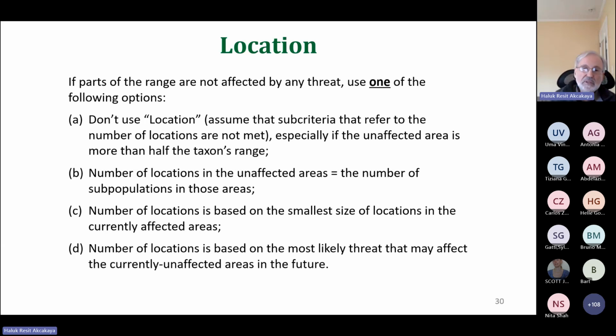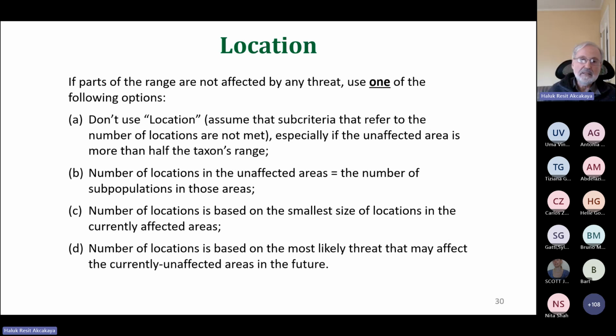Another option that can be considered is that the number of locations is based on the smallest size of locations in the currently affected areas. So part of the taxon's range is affected by certain threats, and in those areas, let's say the smallest area is 1 square kilometer. Then in the unaffected area, each 1 square kilometer of the unaffected area is one location. This is only suitable if the unaffected areas are not completely insulated from threats, that they can actually experience these threats in the future. In that case, you can use this method.